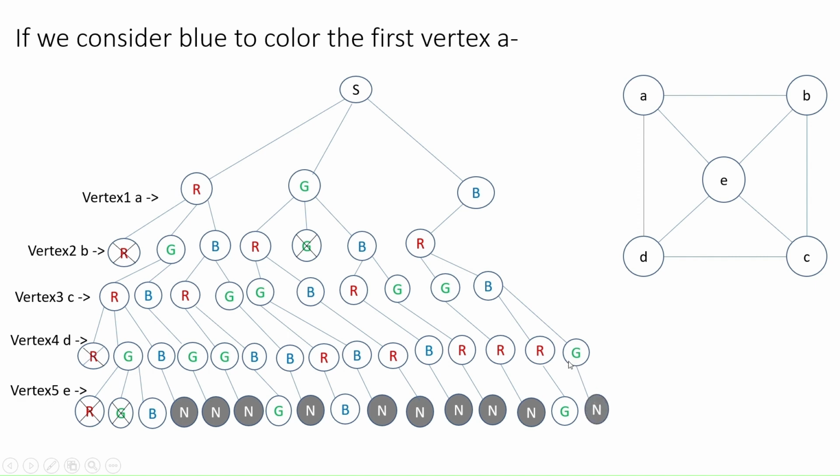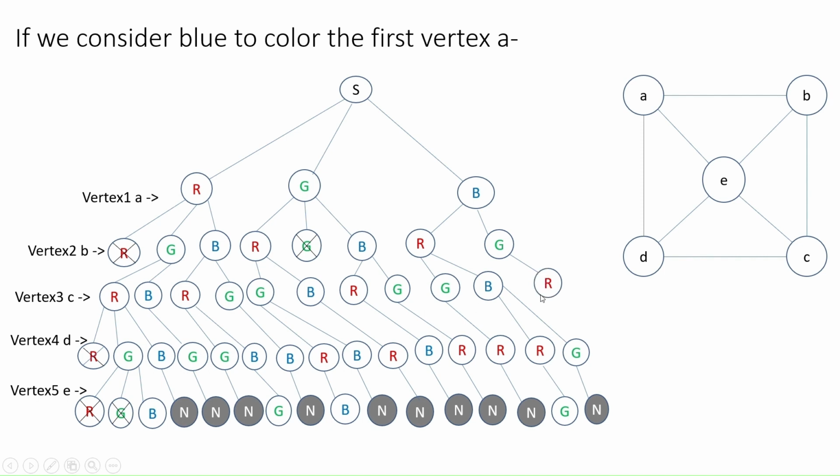Now backtracking to the first vertex directly. Now we are considering green, because red color is already done with the second vertex. Now we are going to color the second vertex with green. Yeah. So if it is colored with green, now we can color the third vertex with red.